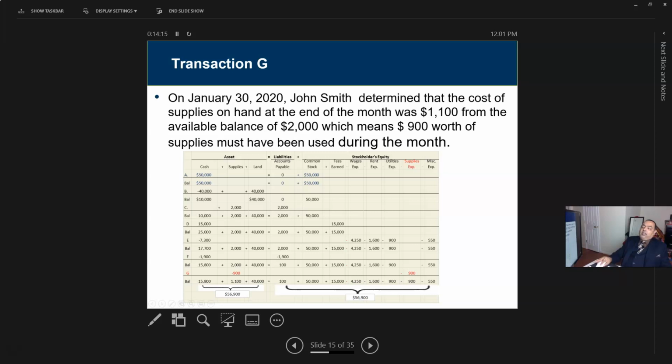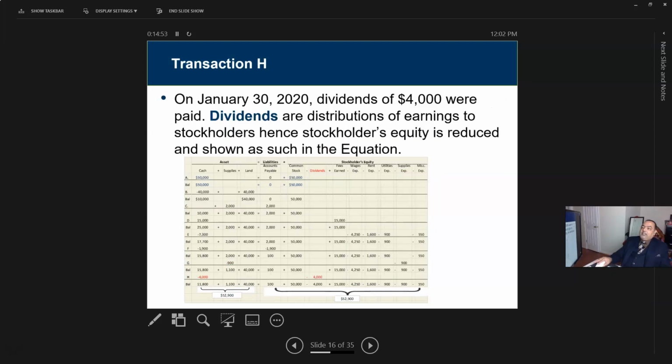So the used supplies is in supply expense. So I'm going to take it out from supplies and put it in the supply expense account. Now again, as an expense, it is a minus from the stockholders' equity. So that's why I'm showing that as a minus 900 there. Basically I'm using up my supplies and a new account is being created. Now 56,900 on the left hand side and 56,900 on the right hand side. So that remains balanced as such.